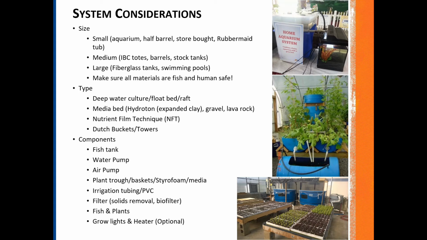They typically involve a fish tank, a water pump, an air pump, some kind of plant trough or hydroponic system with baskets, styrofoam, or media. Of course, you're going to need some tubing and PVC, some type of filtration system to remove the solids and serve as a biofilter, the fish, the plants, and then grow lights and heaters, of course optional depending on what your goals are.